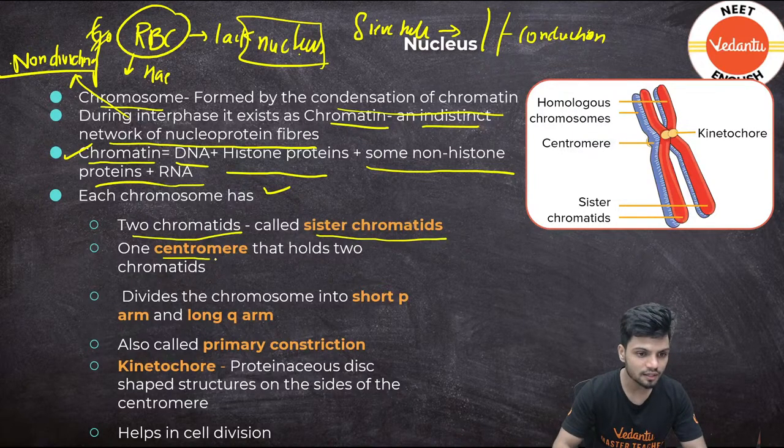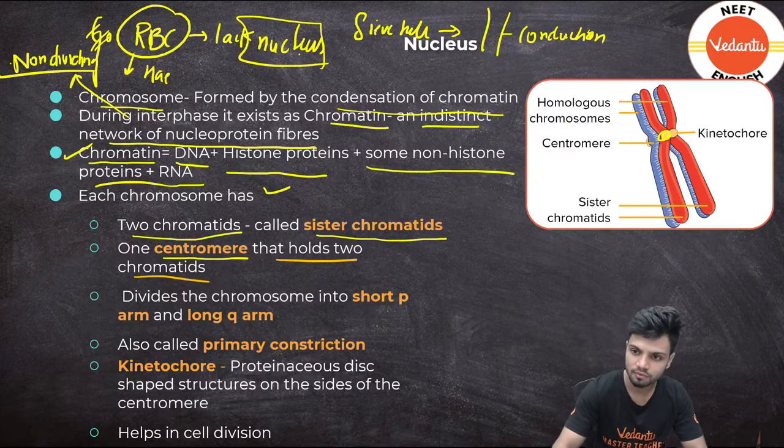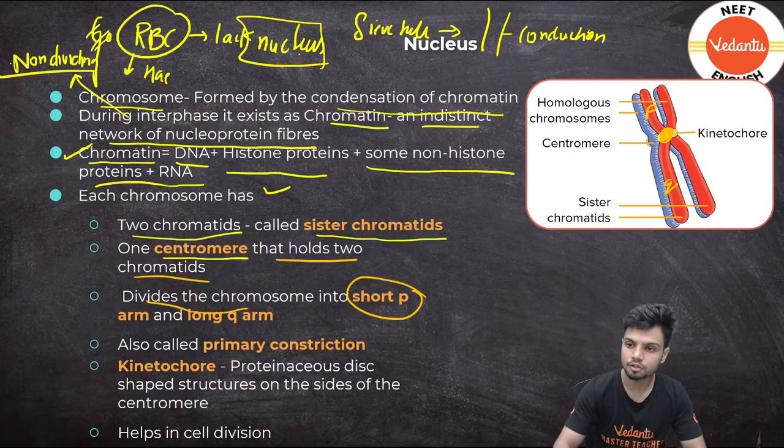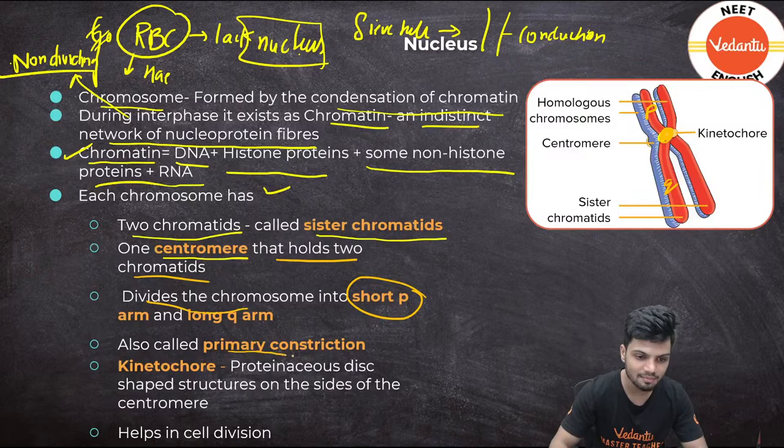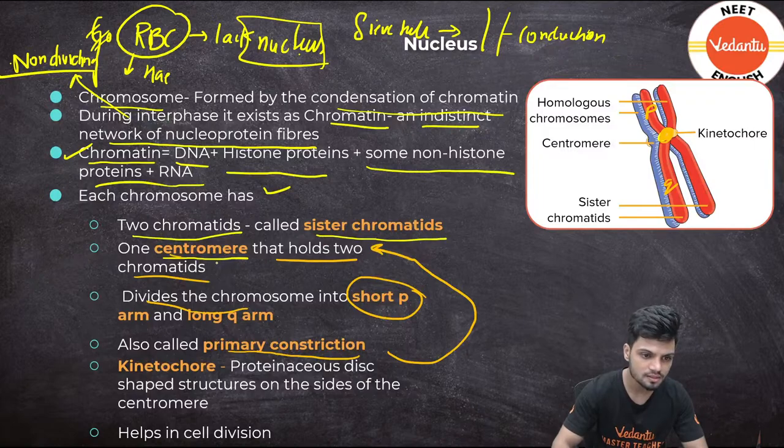Now, one centromere. Between the two chromatids, the center part is called the centromere, which holds the two chromatids. The centromere divides the chromosome into a short P arm and a long Q arm. The short arm is called the P arm, the long arm is called the Q arm. The centromere is also called the primary constriction. So what is primary constriction? Primary constriction is nothing but the centromere.